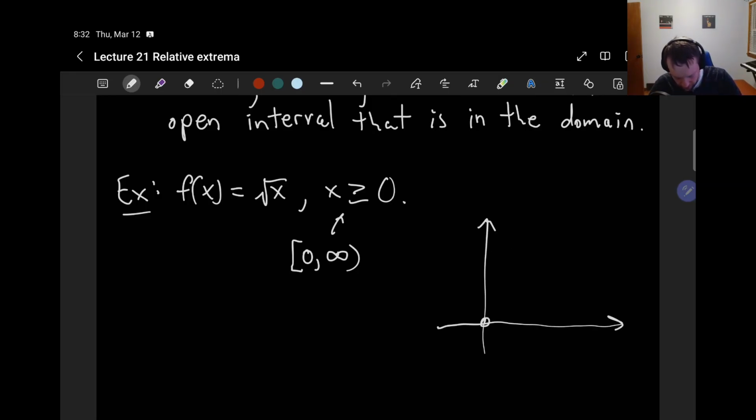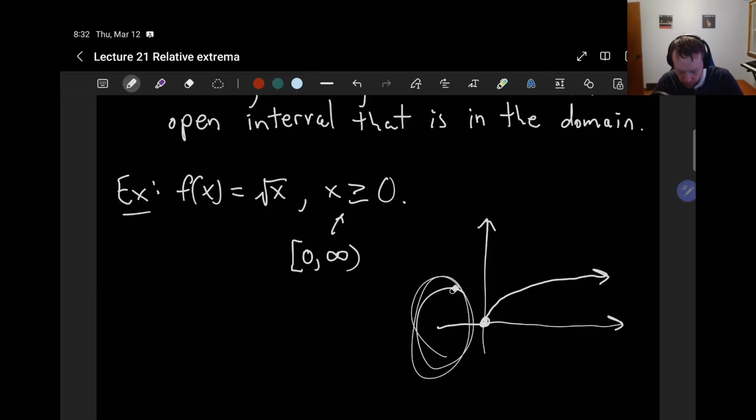So just a rough sketch of the graph of the square root function. It stops very suddenly at the origin. Square root of 0 is 0, but then you're not allowed to plug in any negative numbers. So you just stop there. That's an endpoint.